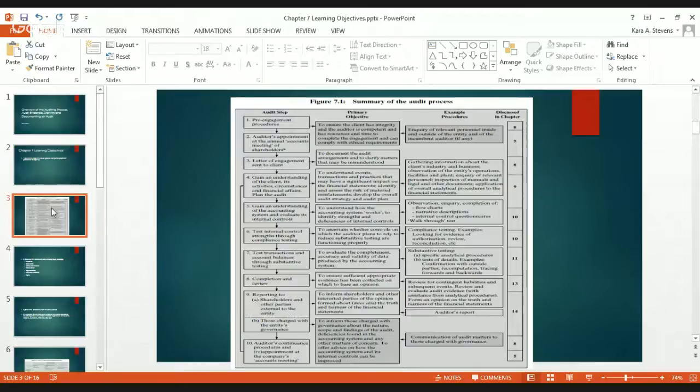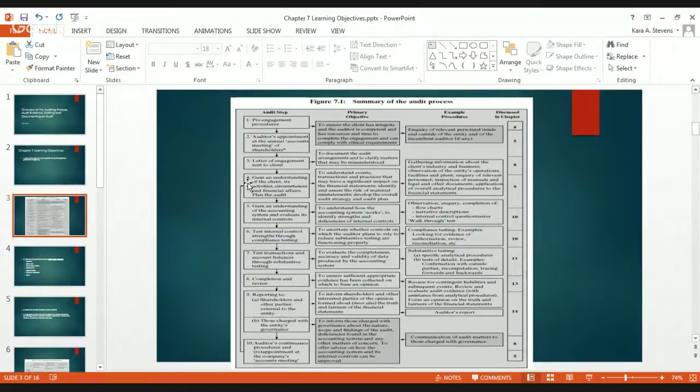So I liked the figure that the book had, figure 7.1, and it starts with pre-engagement procedures. So this is really ensuring that the client is a client that you want to take on in your portfolio. Acceptance of the auditor's appointment. You must have an engagement letter. That's your contract between the auditor and the client.